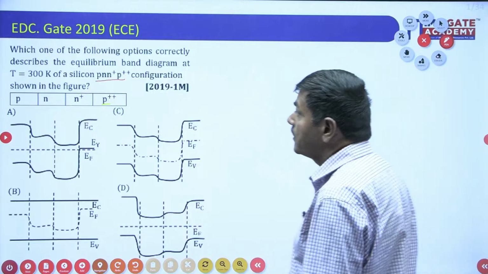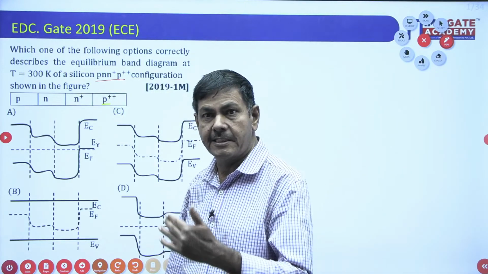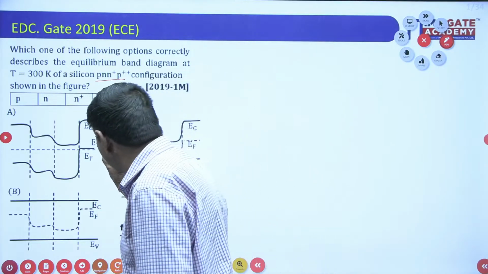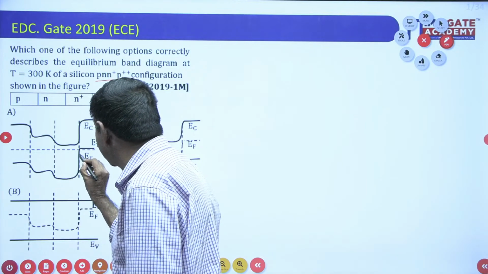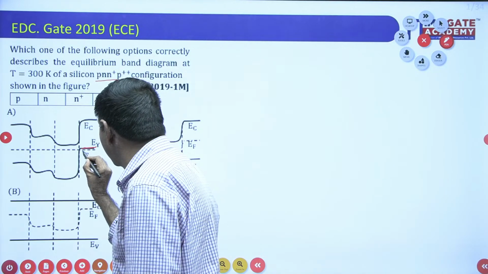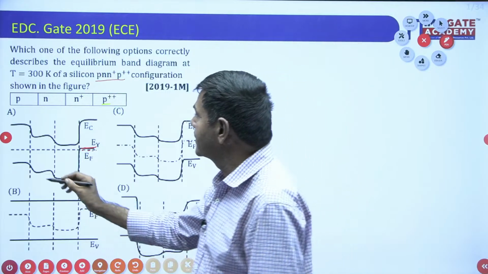Because of the P double plus, the Fermi level can penetrate, it can go below the valence band only. Below the valence band only, it is there now. This is the valence band, and below the valence band you have EF. That's why this option is correct only, we can say.